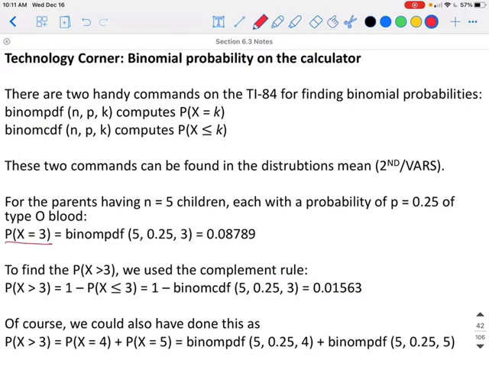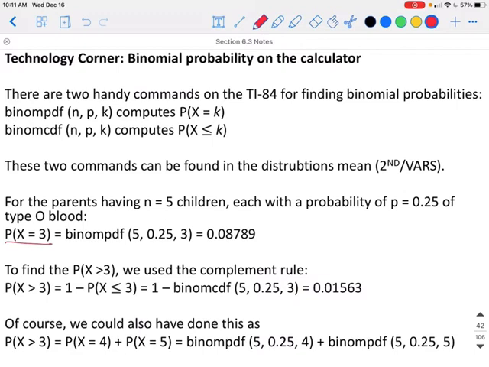So this calculator can do this for you. Now, if we need to find the probability that x is greater than 3, that's just 1 minus the probability that x is less than or equal to 3. So if we want to find the probability that it's less than or equal to 3, you can hit second vars to get that distribution. You're going to go down until you find Binomial CDF. Our number of trials is 5. Our probability of success is 0.25. Our x value is 3.